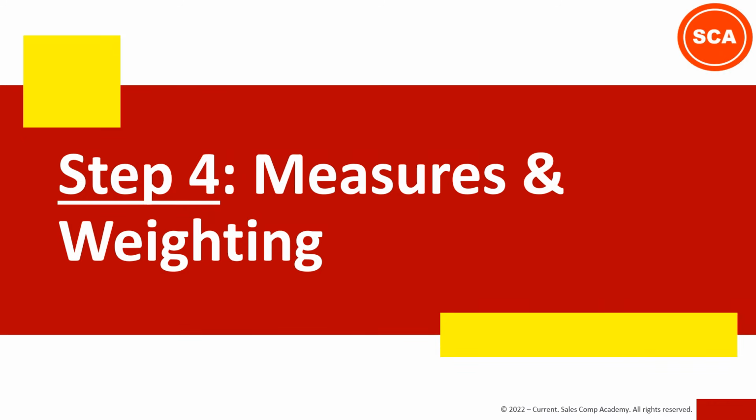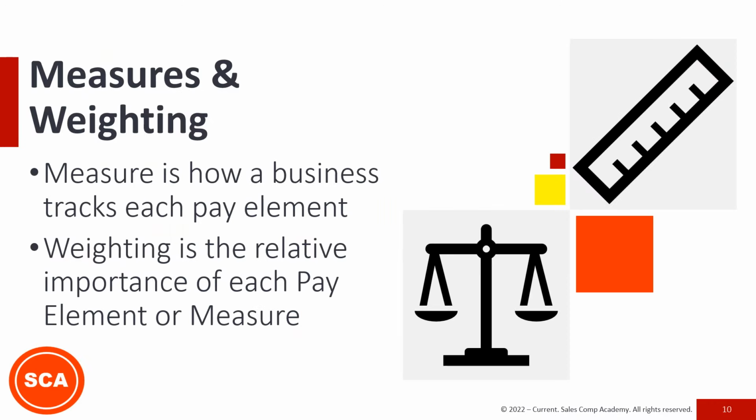Step 4, measures and weighting. Out of those predetermined pay elements that we just mentioned, how are we going to track that performance or measure that pay element? As an example, let's say your pay element, the main item you want to drive is new business. How will you measure that? Is it one-time revenue, recurring revenue, MER, ARR? All measures should be objective, quantifiable, trackable, and within an employee's span of control.